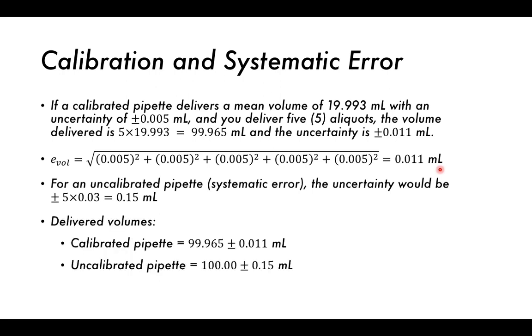So the delivered volume would actually be quite different for the uncalibrated pipette from the calibrated one. The calibrated one would quite accurately deliver this 99.965 milliliters, whereas the uncalibrated one would show a relatively large amount of error, and it could be anywhere from 99.85 right through to 100.15 milliliters. There's a difference there of 0.3 milliliters, which is not an insignificant volume.